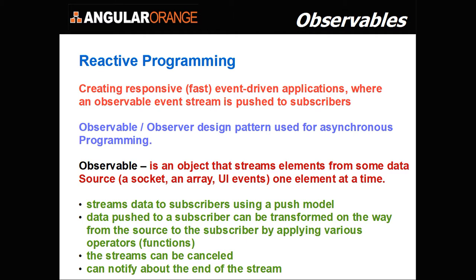Now here's the nice thing about an observable. It streams data to subscribers using a push model, and the push model is extremely important because programmers like things pushed to them when it's ready. Data pushed to a subscriber can be transformed on the way from the source to the subscriber by applying various operator functions, that is maps, filters, aggregators, etc. The streams could be canceled, and you could also be notified about the end of the stream. So these are very attractive characteristics of an observable, and this is the base foundation of reactive programming.